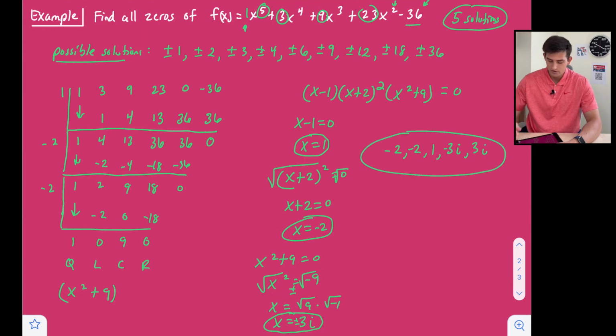Okay, so look at our solutions. 1, 2, 3, 4, 5. That's what the fundamental theorem of algebra said that we should have, because the degree of our polynomial was 5. And that is how you can use the fundamental theorem of algebra.